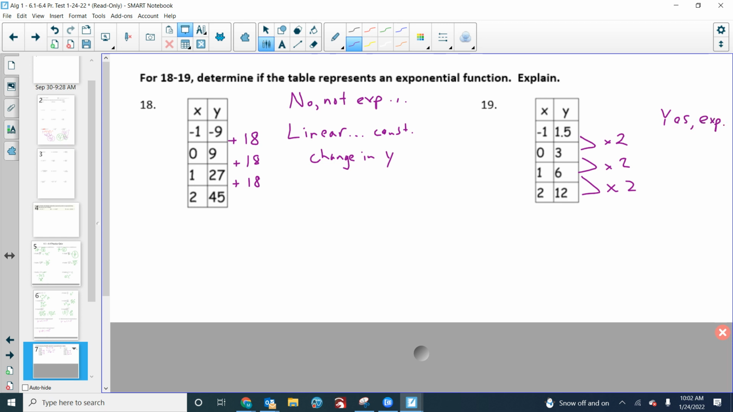Exponential, up by a factor of 2. Can I say it went up by 2? It did not go up by 2. If it went up by 2, it would be 1.5, 3.5, 5.5. It did not go up by 2. It went up by a factor of 2. Could you say multiply by 2 each time? Yes, that's fine. Make sense?